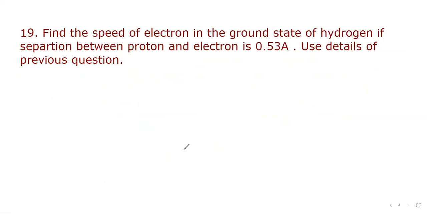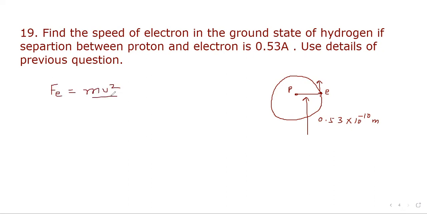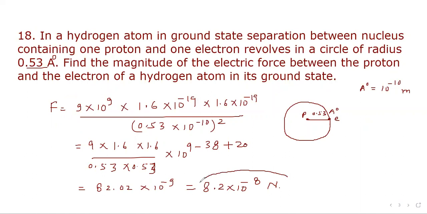Now let's go to next question. Find the speed of electron in the ground state of hydrogen if separation between proton and electron is this much. From the previous question, we have seen that proton is here, electron is here, and the separation is 0.53 × 10^-10 meter. We have to find out the speed of electron V. So we know that force of attraction, F electrostatic, must be equal to centripetal force, mv square upon r. So we can say that V square equal to Fe into r divided by m. And we have found the value of electrostatic force in previous question. So we can put that value. This is the value of electrostatic force between proton and electron, 8.2 × 10^-8.